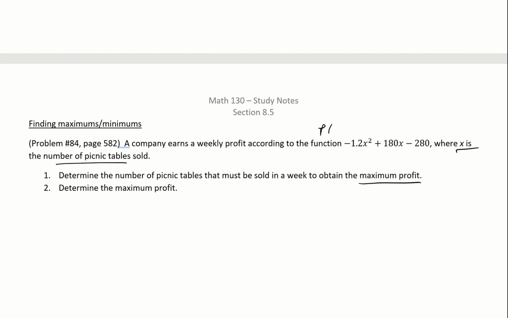X is the number of picnic tables sold, and I have a typo. I would say P of X here. Sorry, folks, I must not have typed that in. P of X is equal to this function. So you have two variables. Let's call P the profit, and X the number of picnic tables sold in a week.